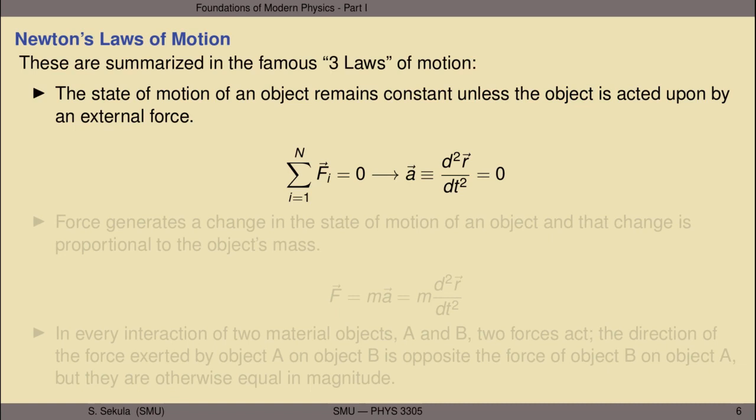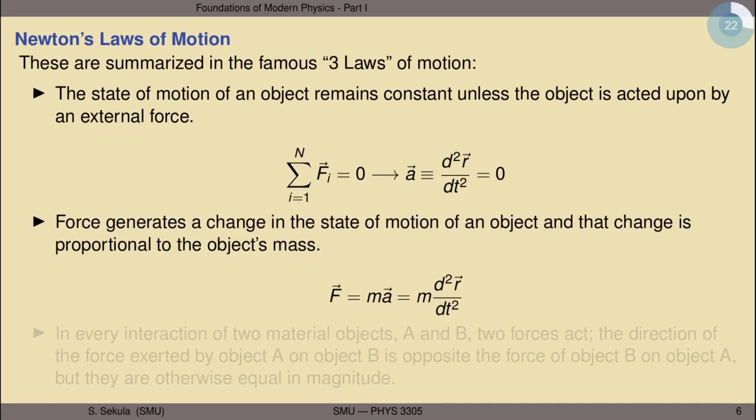Absent external influences, the natural state of an object is to maintain whatever velocity it presently has. This can be summarized in an equation as follows. The sum of all forces F_i, from 1, 2, 3, all the way up to capital N forces acting on an object, if all of those add up and cancel each other out so that there is 0 net force acting on an object, then the resulting acceleration, that is the change of velocity with respect to time, or the change of the state of motion with respect to time, given by the second derivative of a position vector of the object, is 0. No net force, no change in state of motion.